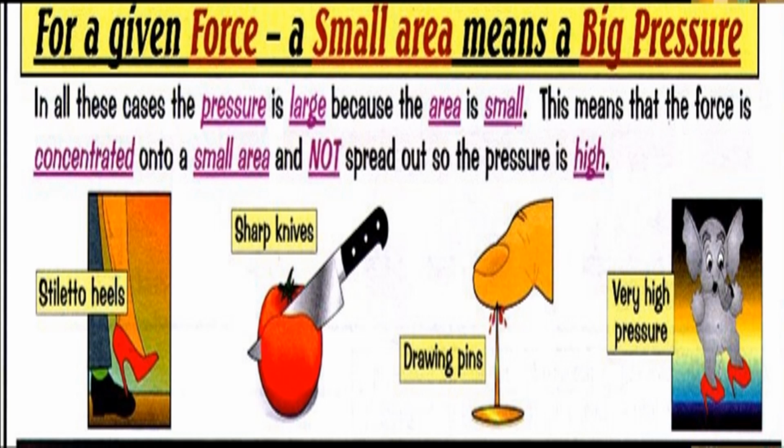In the previous case we learnt about large area, so less pressure. In this case we are going to learn about small area, so big pressure. Consider the examples. In the first example, a woman is wearing stiletto heels, and if she kicks that man's leg, what will happen? He will feel more pain. Why? The pointed end of that heel has a small area, so it will have big pressure.